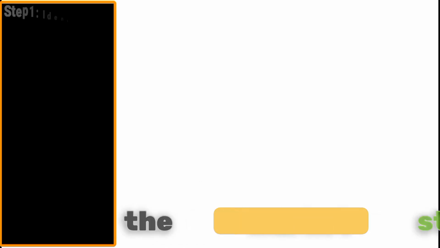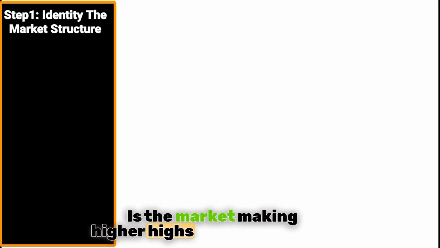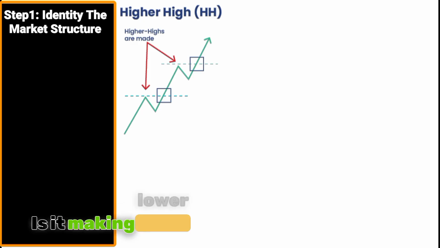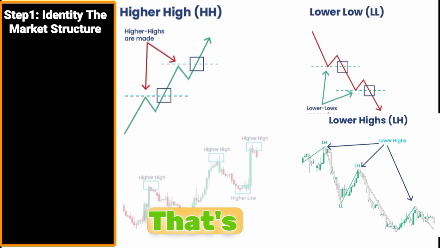Step 1. Identify the market structure. First thing, open your chart on the 1-hour or 4-hour time frame. Zoom out. Forget indicators for a second and just look at the structure. Ask yourself one question. Is the market making higher highs and higher lows? Then it's an uptrend. Is it making lower highs and lower lows? Then it's a downtrend. That's it.